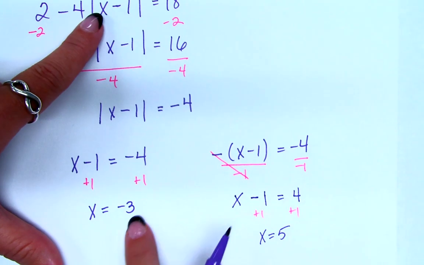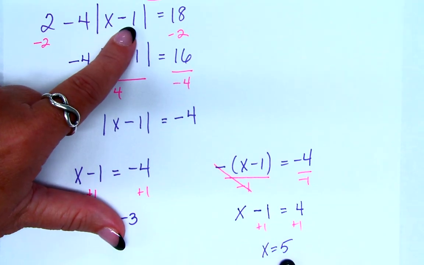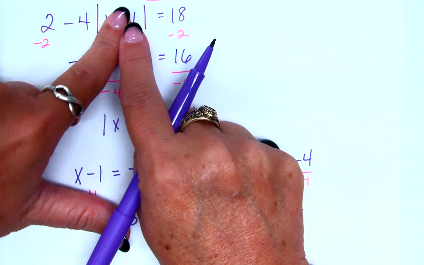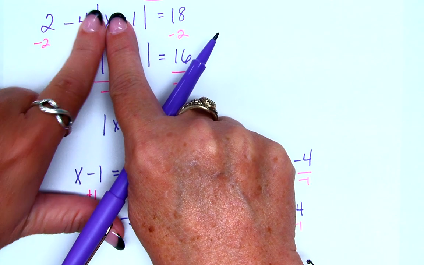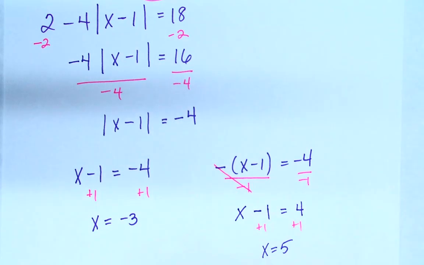Maybe that's just the one that's wrong. Let's try 5. 5 minus 1. Absolute value of 4. 4. 4 times 4. 16. 2 minus 16. That is negative. It's not 18, is it? So we messed up.